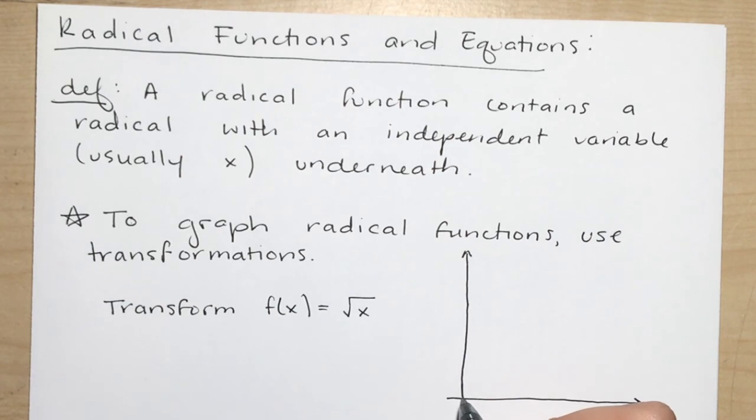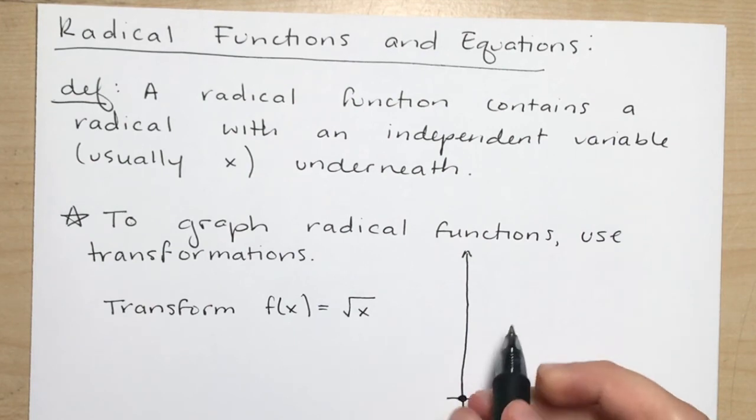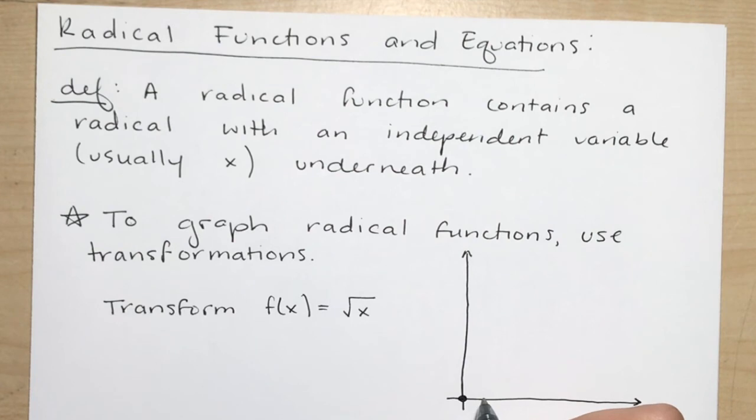So 0, what's the square root of 0? 0, right? So we have the point 0, 0. At 1, what's the square root of 1? 1, right? Square root of 1 is 1. And negative 1, but for graphing purposes, we choose that it's positive 1. 2, what's the square root of 2? Well, square root of 2 is like some decimal that's not super nice. Same with square root of 3.